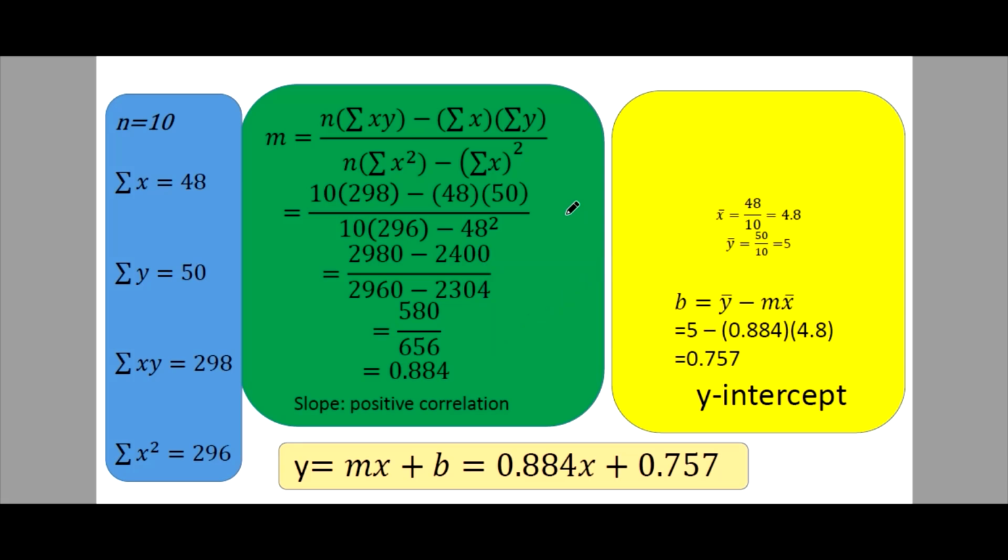Now, computing for the y-intercept, we have this. We need the mean of y, which is 50 divided by 10, which is 5, and the mean of x, which is 48 divided by 10, which is 4.8. Using your calculator and the formula, you will get 0.757. Therefore, the line of best fit, or the linear regression line, is y equals 0.884x plus 0.757.